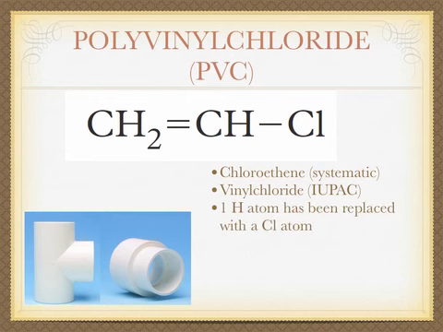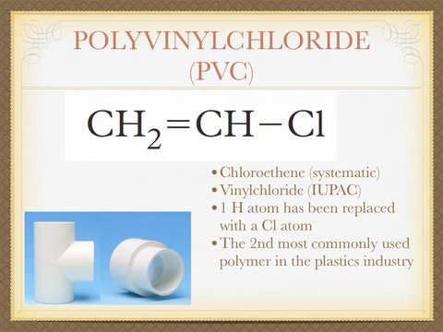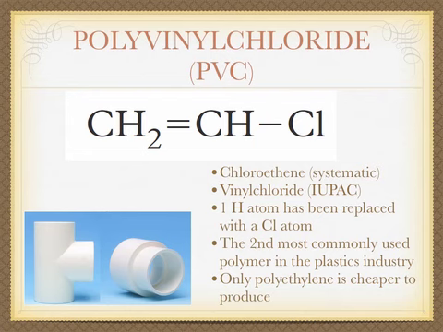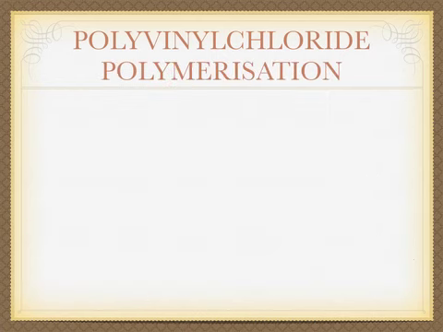The hydrogen atom has been replaced by a chlorine atom. Now this is a very cheap polymer to produce, and it is therefore the second most common polymer in the plastics industry due to the cheapness of its production. We're used to seeing it as pipes for internal guttering and plumbing, and we'll examine some of those properties shortly.